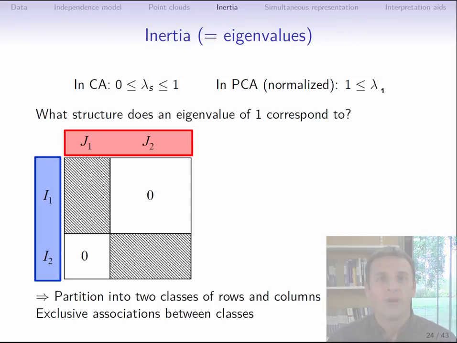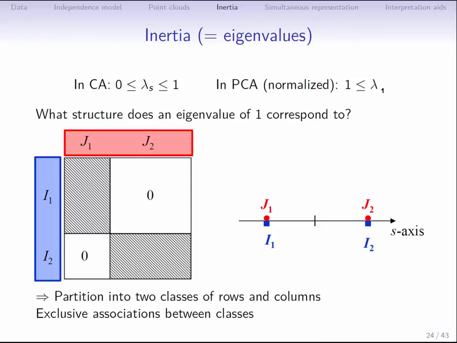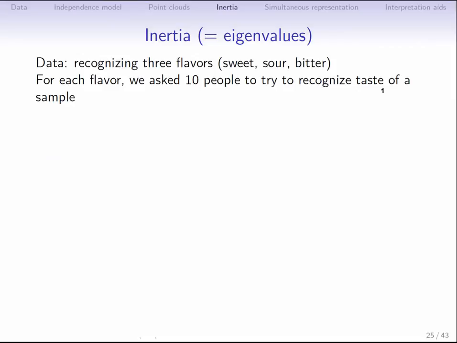What does this look like graphically? We end up with this graph. The first dimension, corresponding to the eigenvalue of 1, perfectly separates the block I1 from I2. That is, inside I1, no distinctions are made, and we perfectly separate J1 and J2. Inside J1, no distinctions are made. This curious inertia, let's look at it again in another dataset.